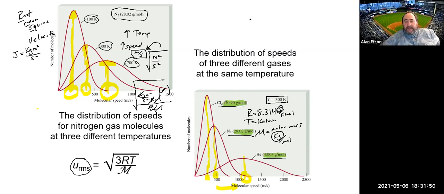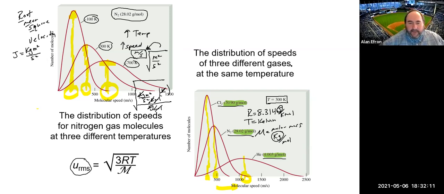So this equation allows you to find how fast a gas is traveling at a particular temperature. That's the root mean square velocity. It's basically how many meters per second that gas is traveling, is what this will allow you to calculate.